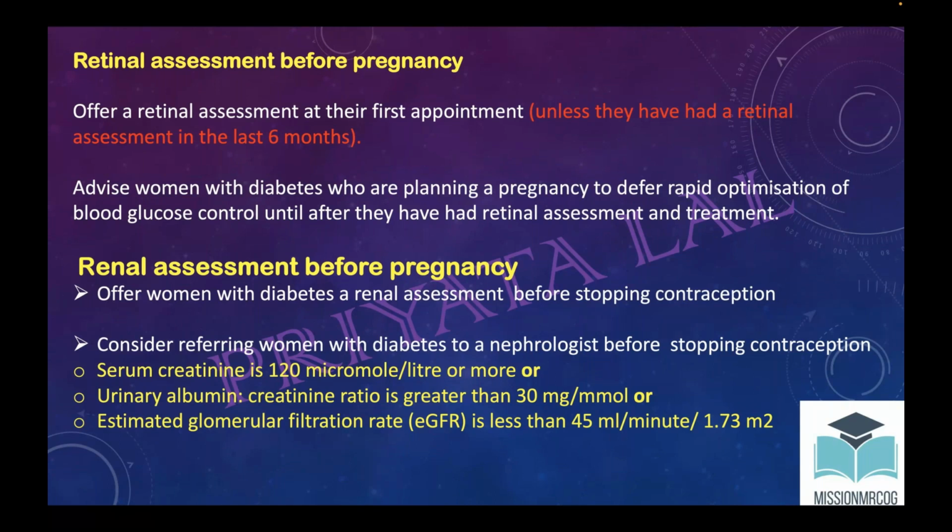So I'm repeating it again. Retinal assessment is to be done if it is not done in the last 6 months. Renal assessment is done, and if at any time serum creatinine is more than 120 micromole per liter, urine albumin creatinine ratio is more than 30, and eGFR is less than 45, the patient is to be referred to a nephrologist before she stops her contraception.